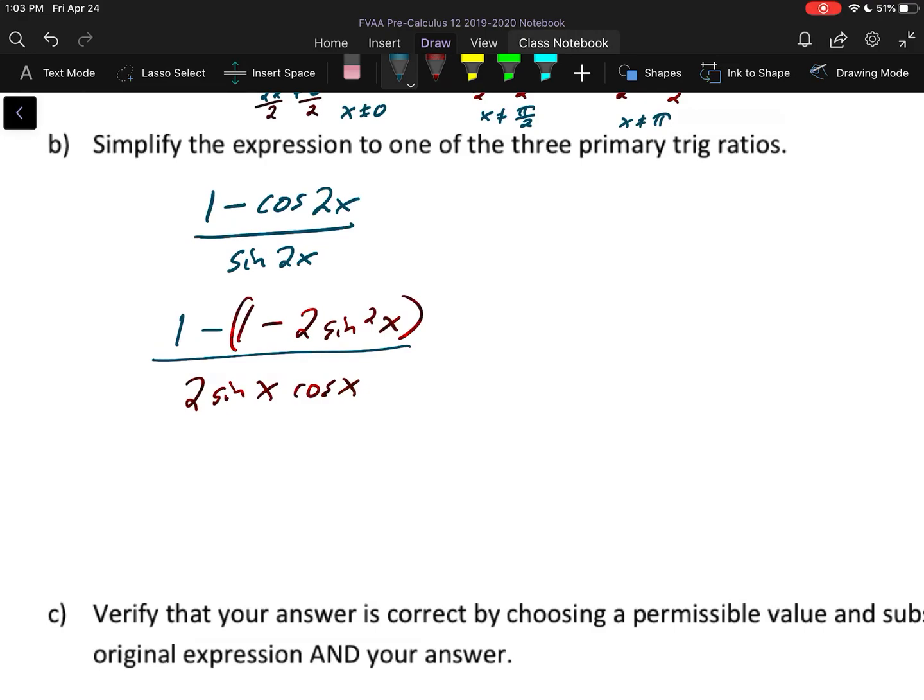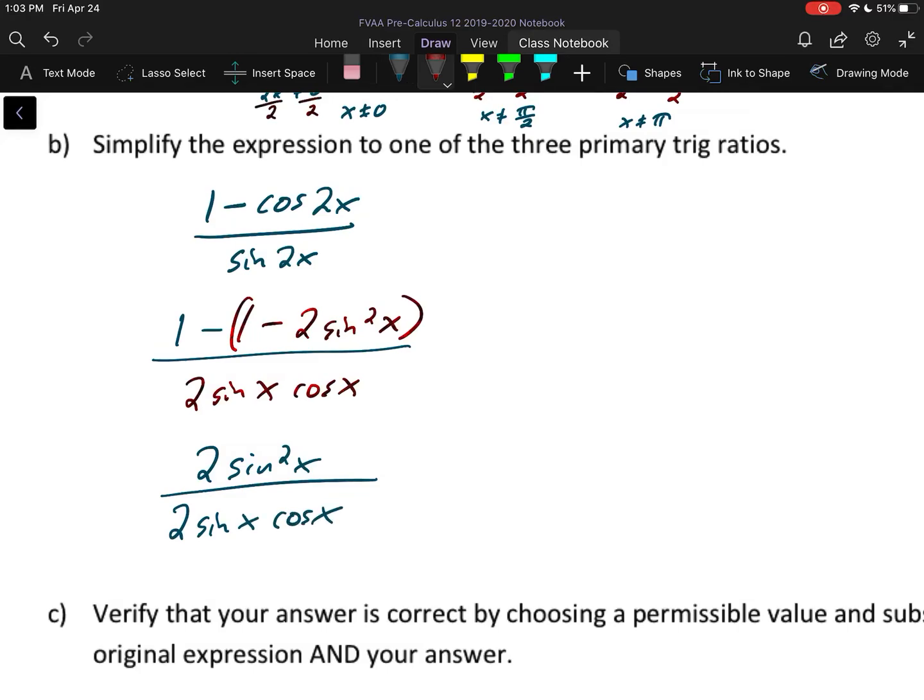I'm going to clean up that top row a little bit because I got some brackets and stuff. So this becomes 1 minus 1, which is going to disappear, and then this becomes positive 2. So this becomes 2 sine squared x over 2 sine x cos x.